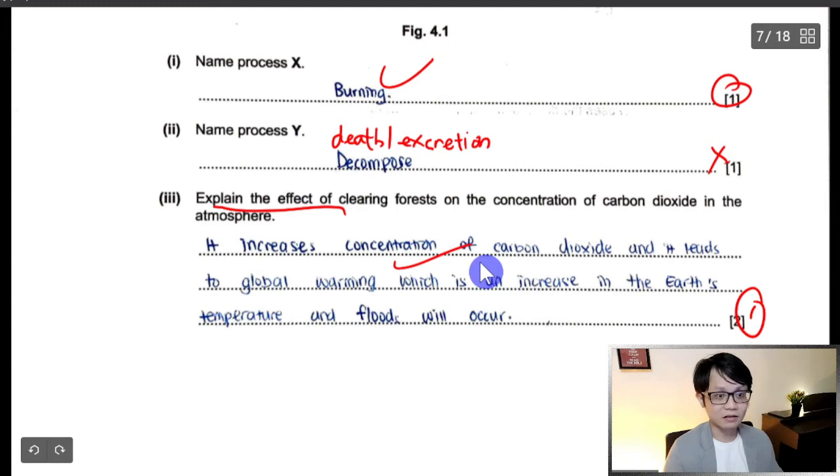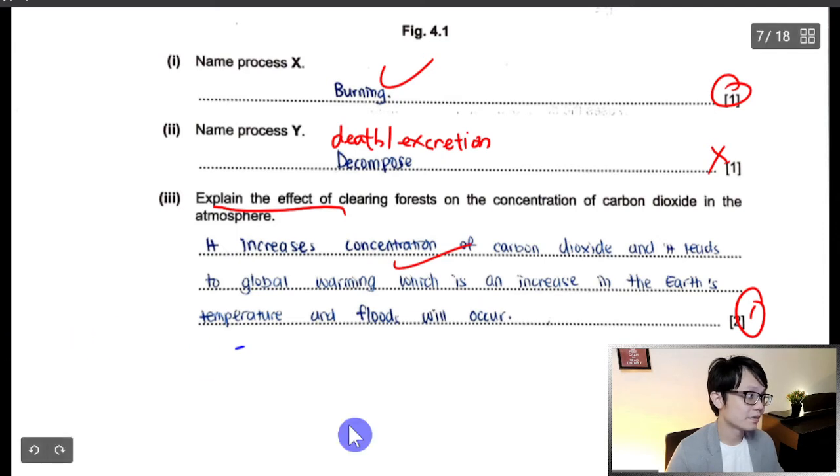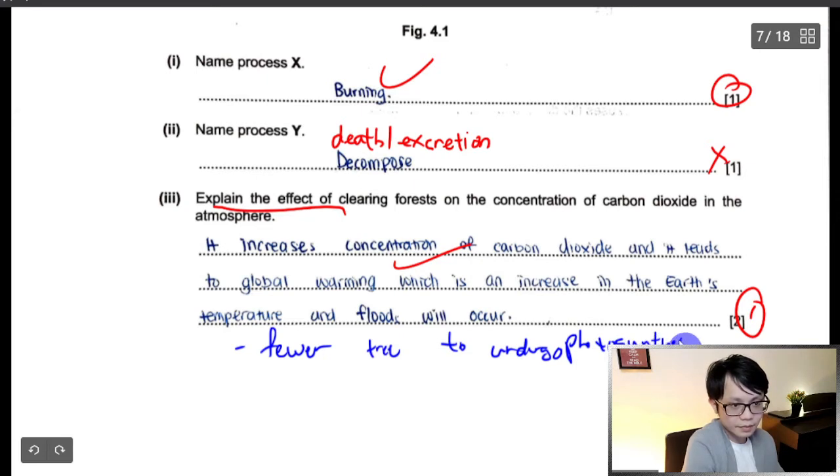It increased the concentration of carbon dioxide. I won't read the whole answer, but it's very good. It leads to global warming, and one more answer that contains 1 mark is fewer trees to undergo photosynthesis. Okay, fewer trees to undergo photosynthesis, so there will be less photosynthesis.